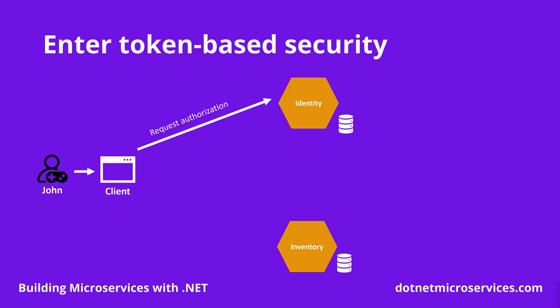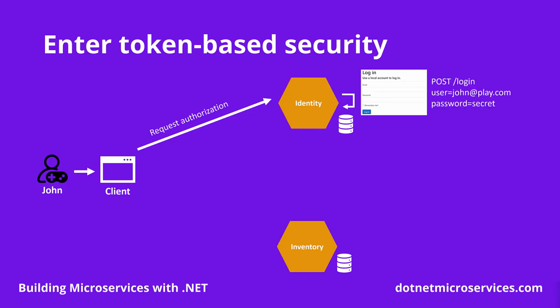It is this microservice, not the client, that will then present John with the sign-in form where he will enter his username and password. Once John submits this form, his credentials will be sent to the identity microservice, not to the inventory microservice for validation. Once identity has verified the credentials, it generates a signed authorization token and sends it back to the client.